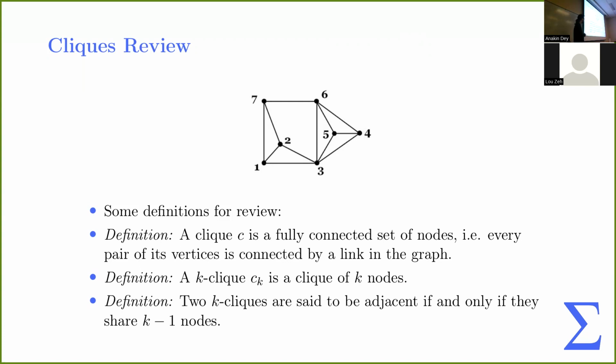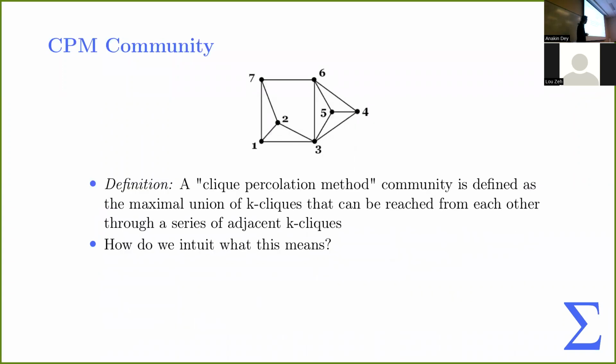And we can also identify adjacency. If we take any 2 k-cliques, we can say that they're adjacent if and only if they share k minus 1 nodes. So 3, 4, and 5 is adjacent to 4, 5, and 6, because they're both 3-cliques and they share 2 out of the 3 nodes. So you've got these overlapping triangles, but it generalizes to larger stuff too. And so when we talk about a clique percolation method community, that's what this algorithm is looking for. It's looking for clusters that are defined as the maximal union of k-cliques that can be reached from each other through a series of adjacent k-cliques.